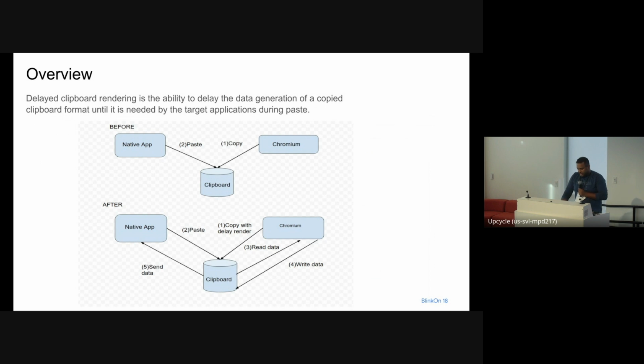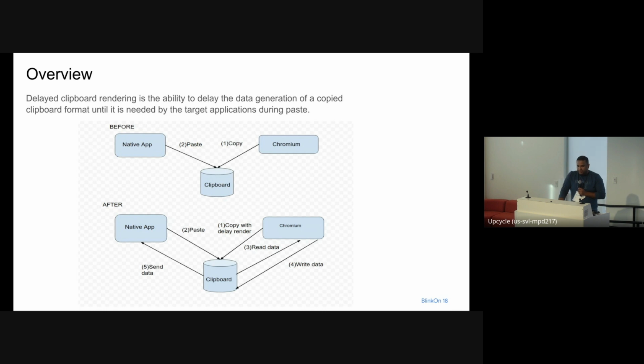So just to give you an idea what it looks like, in the before picture, you can see Chromium copied all the formats to the system clipboard. And when the user pasted in a native app, the native app requests one specific format that it prefers. And then the call goes to the clipboard, and clipboard returns the data for the format. And everything happens synchronously.